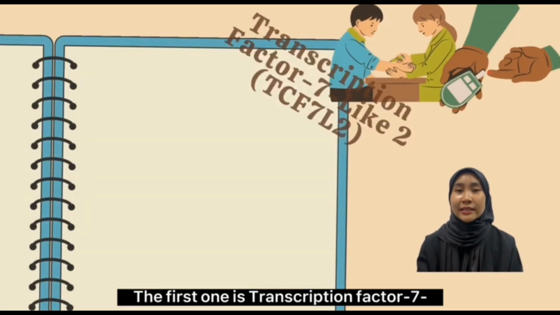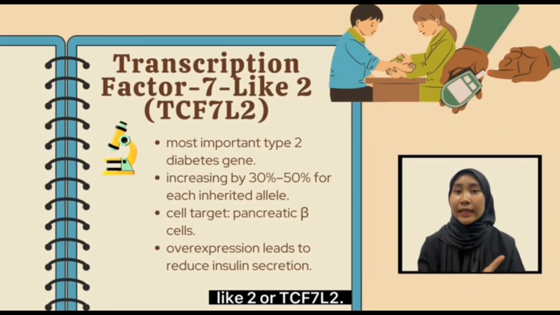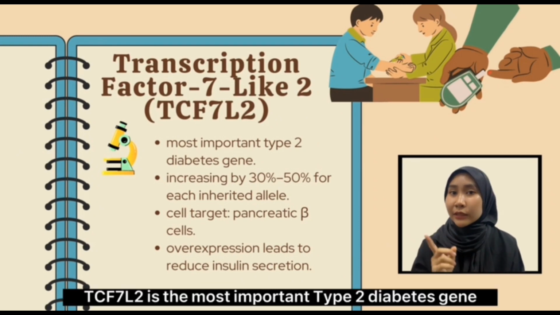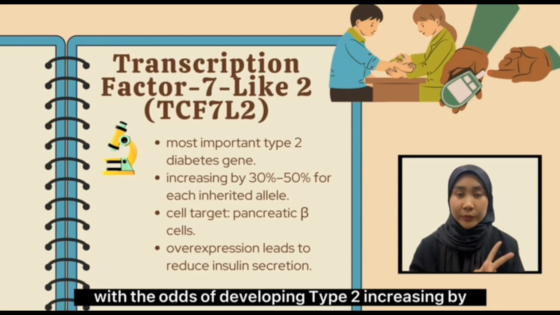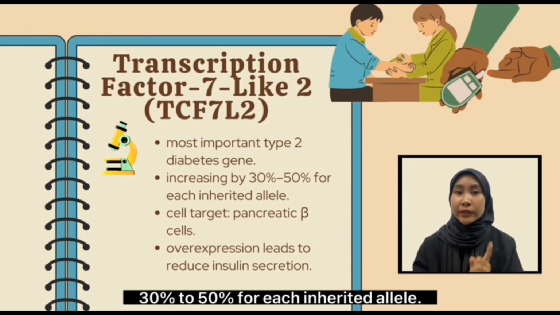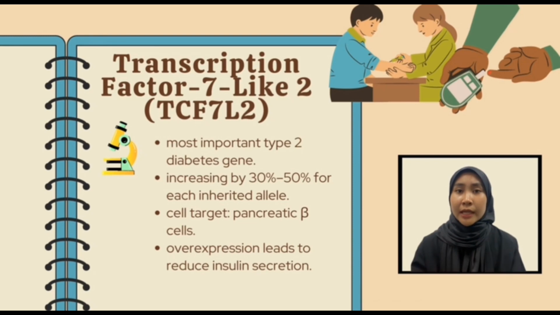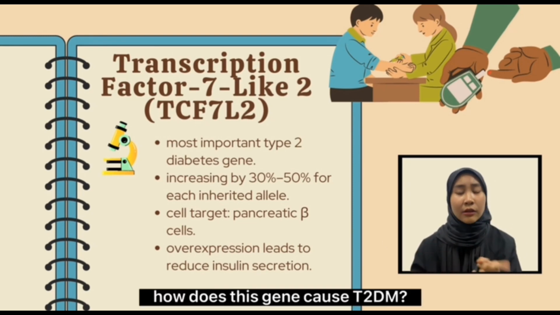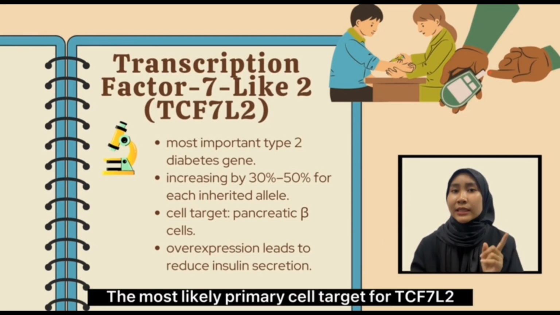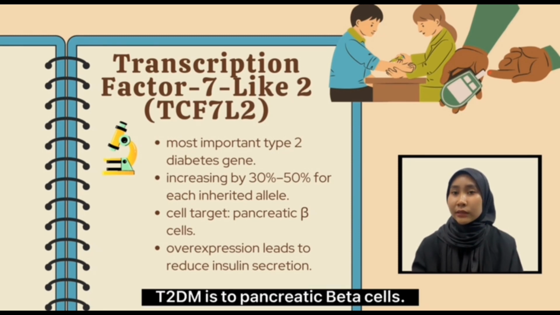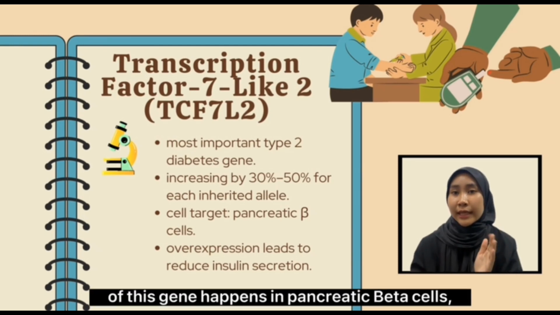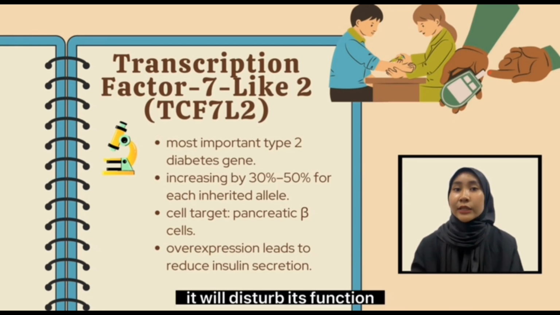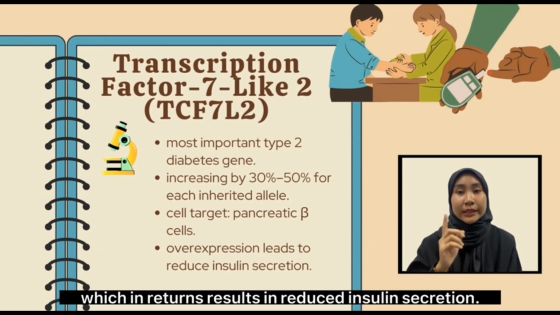The first one is transcription factor 7 like 2 or TCF7L2. TCF7L2 is the most important type 2 diabetes gene, with the odds of developing type 2 increasing by 30% to 50% for each inherited allele. The question is, how does this gene cause T2DM? The most likely primary cell target for TCF7L2 in T2DM is the pancreatic beta cells. When overexpression of this gene happens in pancreatic beta cells, it will disturb its function, which in return results in reduced insulin secretion.